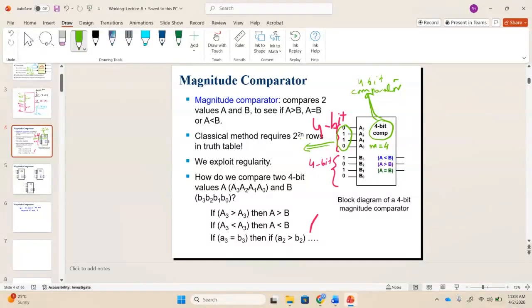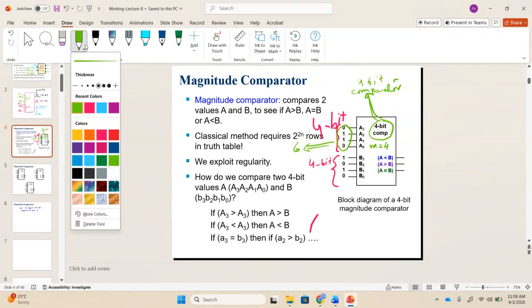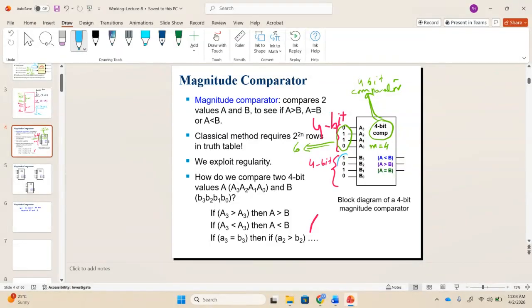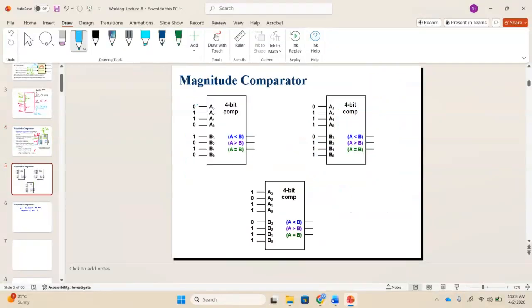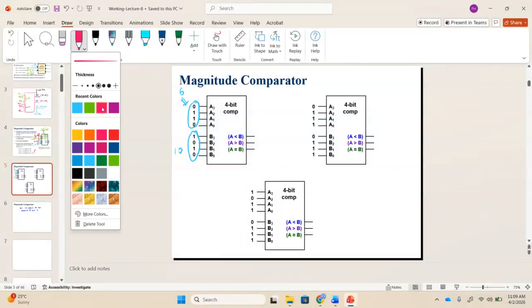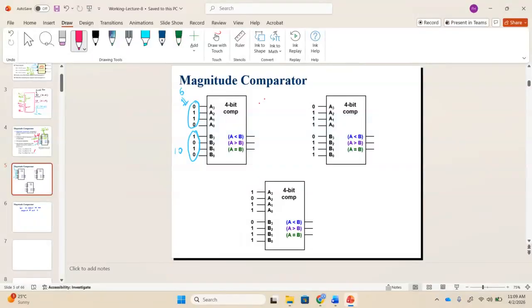If you're not interactive, the exam will be difficult. It's 6. And what is the value of B now? 10. Okay. So now this is 6 and 10. We have three outputs for this. The first value of A, converted into binary, is 6, and the second value is 10. Now we are comparing. There are three outputs: 6 is smaller than 10.